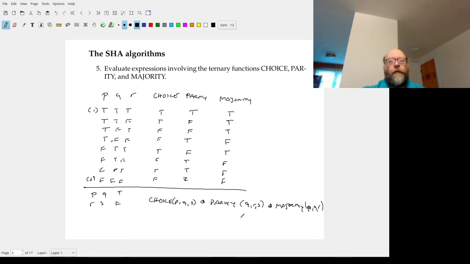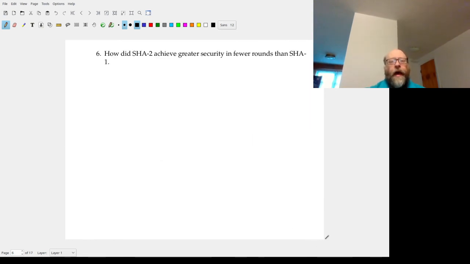So that's number 5. How did SHA-2 achieve greater security in fewer rounds than SHA-1? By changing the round constant every round instead of every 20 rounds.